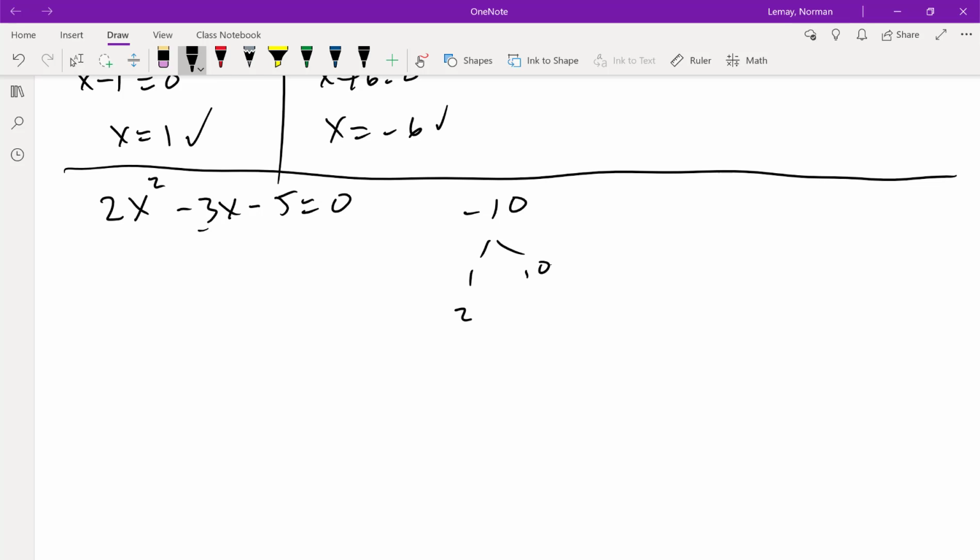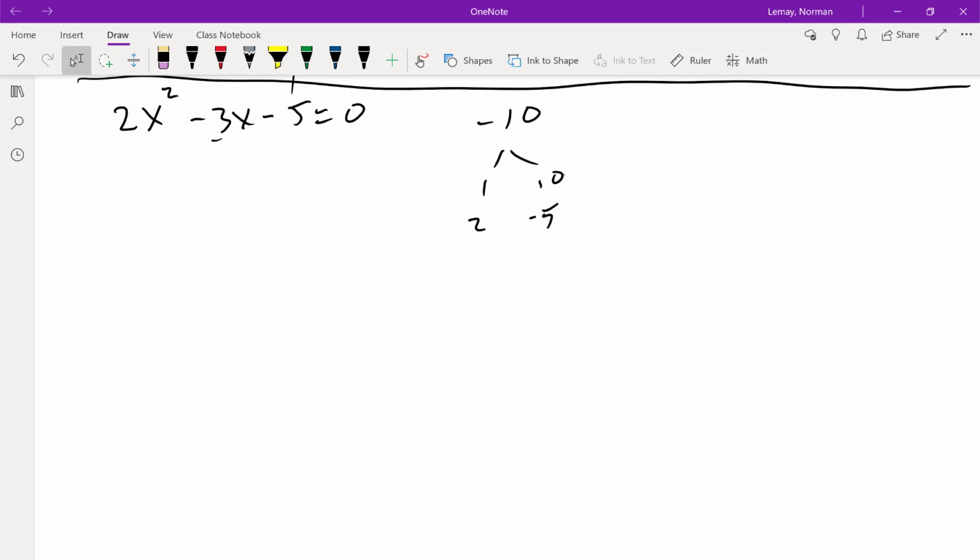So here we get 2 and 5. Let's just observe, if the 2 is negative, then -2 times 5 is -10, and -2 plus 5 is 3, which is not what we get. But if the 5 is negative, then our product is -10, and if we add these together, we also get -3. So this is the pair that we're looking for. So we get 2x squared plus 2x minus 5x minus 5 equals 0.